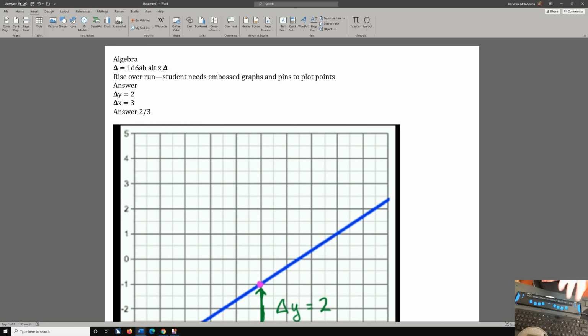If they're in geometry, they have that cheat sheet so they can do parallel lines and all those other symbols that the sighted kids are doing. They have these Unicodes in order to do it here to make it really easy. So I'm just going to hit Blank. Delete. Delete also on your braille displays 1, 2, 3, 4, 5, 6, and space. Okay, so let's go ahead and down arrow. Rise over run m dash student needs embossed graphs and pins to plot points.